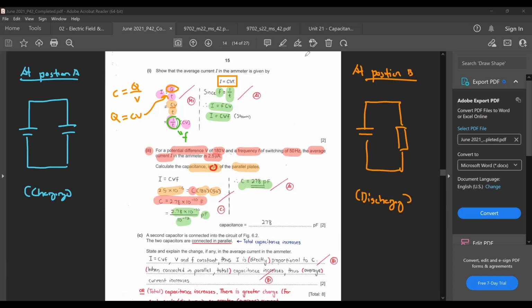And for part C, right now, you have a second capacitor that is connected into the circuit of figure 6.2. The two capacitors are connected in parallel. State and explain the change, if any, in the average current in your ammeter. So now they mentioned that you have a second capacitor. Because they just mentioned a second capacitor, we cannot simply assume that the capacitors are of equal capacitance. So one thing to note is that this is not necessarily another capacitor with the same capacitance. They just say it's a second capacitor here. We cannot simply assume it's another capacitor with the same capacitance.